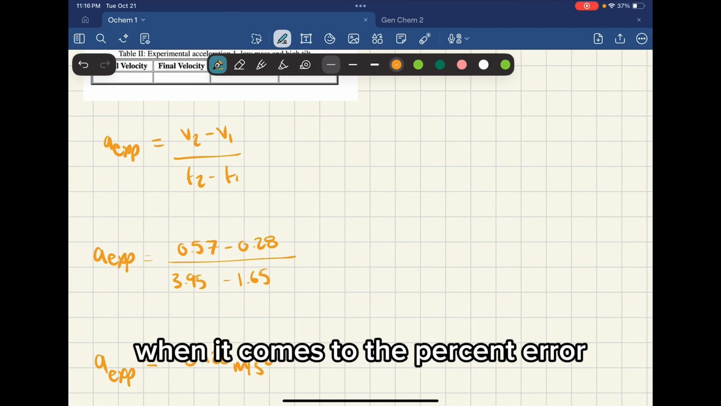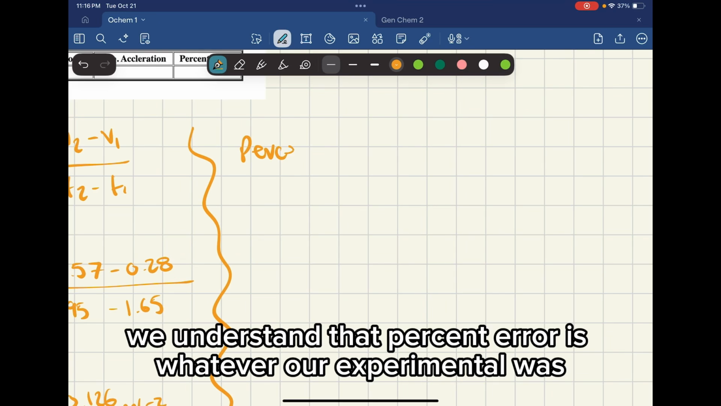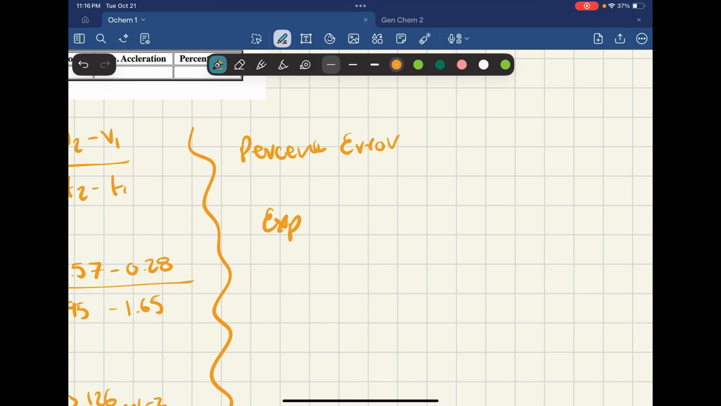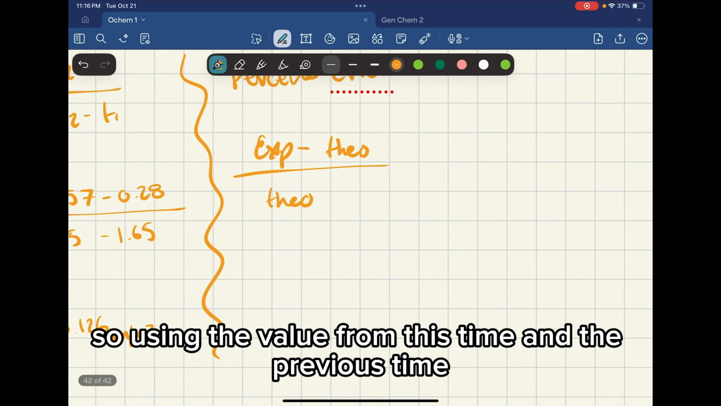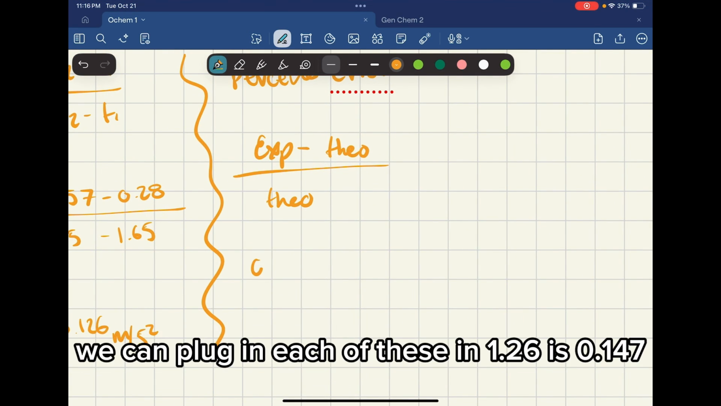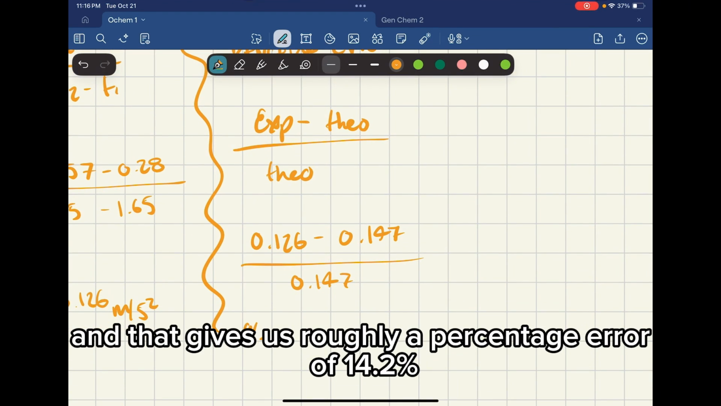When it comes to the percent error of finding out how we actually did this, we understand that percent error is whatever our experimental was, subtract out our theoretical, and then divide that by our theoretical once again. So using the value from this time and the previous time, we can plug and chug these in. 0.126 minus 0.147, divide that all by 0.147, and that gives us roughly a percent error of 14.2%.